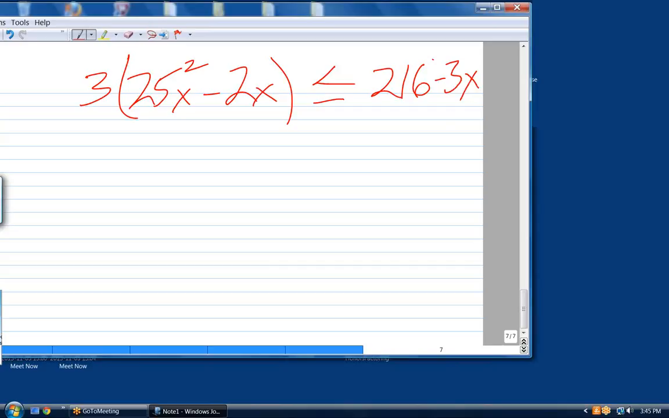Notice that no matter how much arranging we do here, we're going to end up with a quadratic. After we factor the quadratic, we're going to have something times something else is going to be less than or equal to 0. Did you and I last session work on sign charts? A little bit, yeah. We did? Yes.